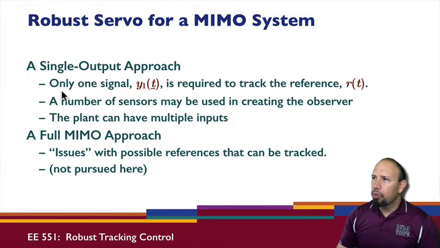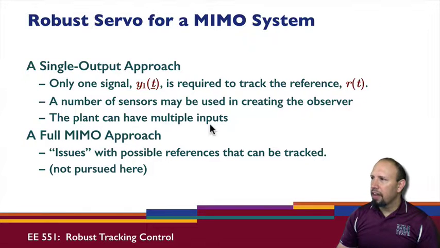So the single output approach, even though we have multiple outputs, we can choose to use a single output approach. That is, we only track one signal out of the multiple signals that are available. Having multiple outputs actually can be helpful if you're working with the observer. The more signals you measure, generally speaking, you will get a better, more robust observer. That is helpful, but in this case, we're only tracking one signal with one reference. So that's the single output approach.